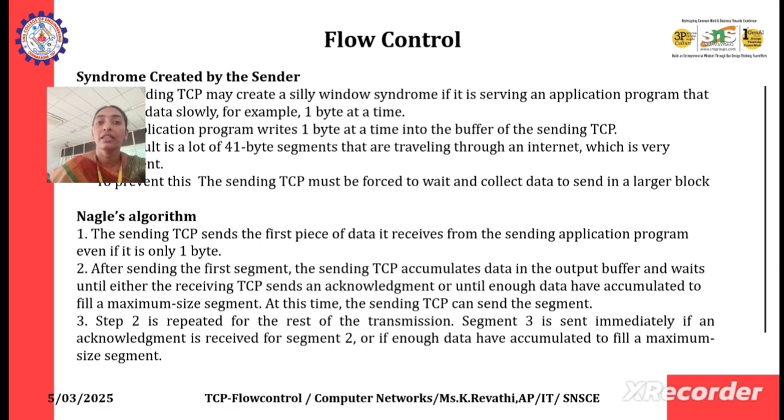until either the receiving TCP sends an acknowledgement or until enough data have accumulated to fill a maximum size segment. This is the second step of this algorithm. At this time, the sending TCP can send the segment. Then step 2 is repeated for the rest of the transmission. Segment 3 is sent immediately if an acknowledgement is received for segment 2 or if enough data have accumulated to fill a maximum size segment.